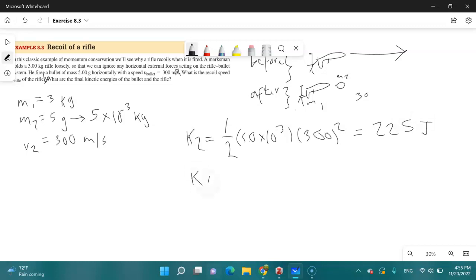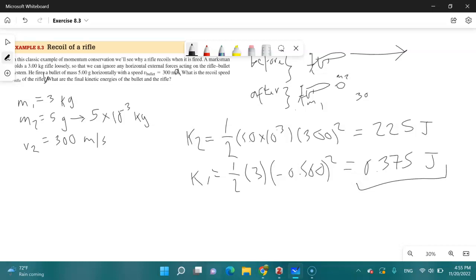And now for the rifle, it's going to be half times the mass of the rifle times its velocity squared. And that gives us 0.375 joules. Once again, the kinetic energy of the rifle is significantly smaller in this case.